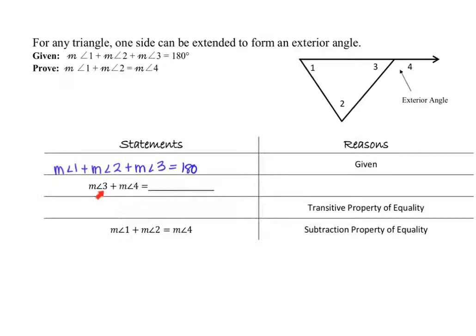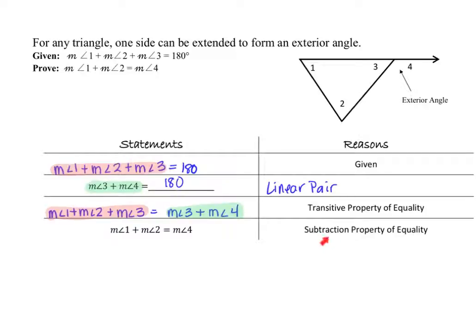Next, we have a clue. Measurement of angle 3 plus measurement of angle 4 is equal to something. So if we look at our diagram, what do measurements of angle 3 and 4 add to? They add to 180 because they form a linear pair or are supplementary angles. Next, we have the transitive property. So notice that angle 1 plus angle 2 plus angle 3 equals 180. And then if I add 3 and 4 to equal 180, if they're both equal to 180, that means that these are equal to each other.